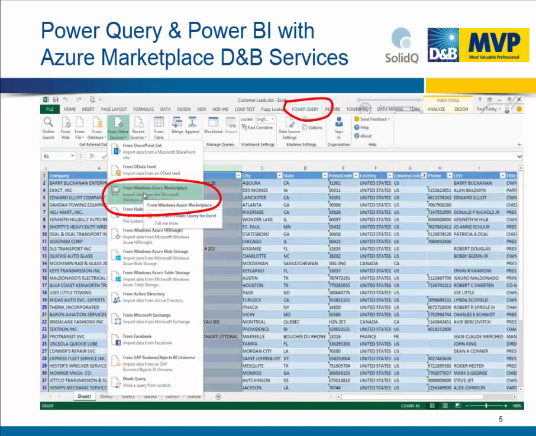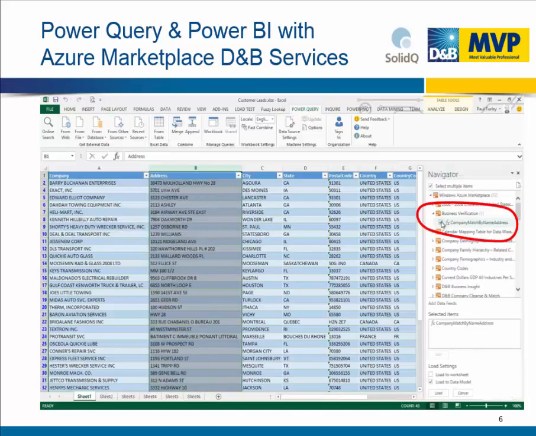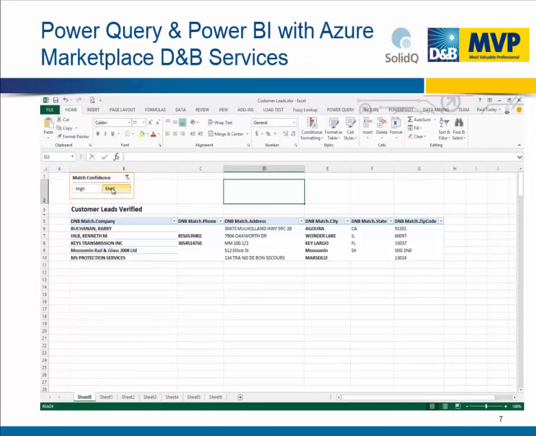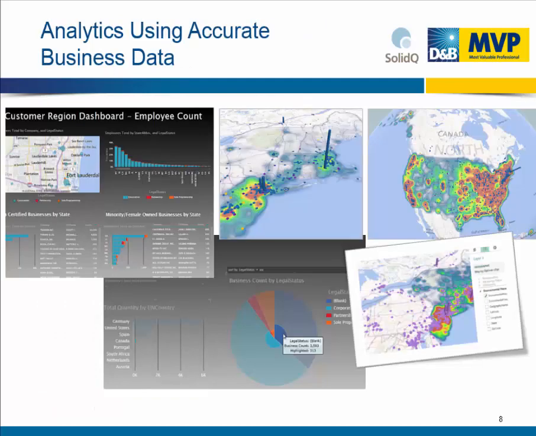So here's an example of using Power Query with the Azure Marketplace DNB services. We open up Power Query, and then we use the Azure Marketplace as a data source. Our subscriptions show up here in the Navigator pane. Simply select the subscription that we already have in place, and then we can import from that cleanse and match data. And here we see an example of data in a pivot table, which an analyst can then use, or a salesperson could work these leads, and then they would be able to slice and analyze that data.